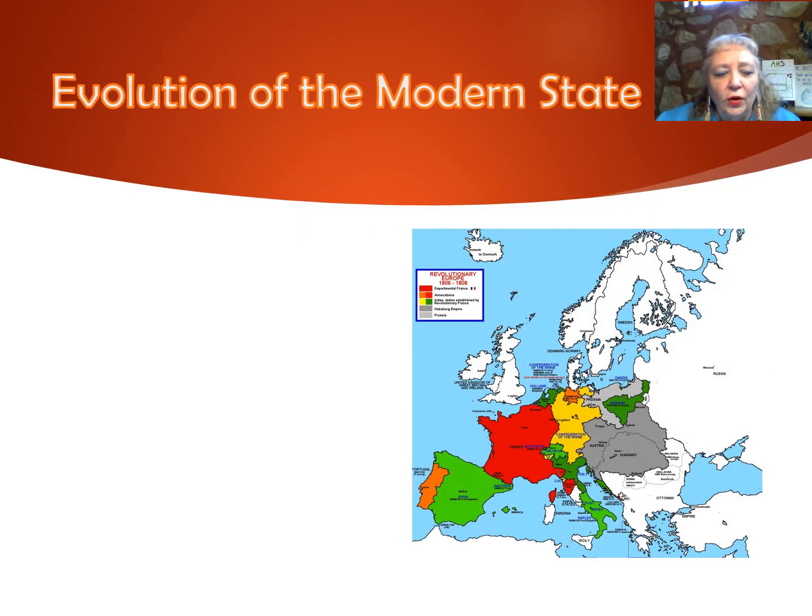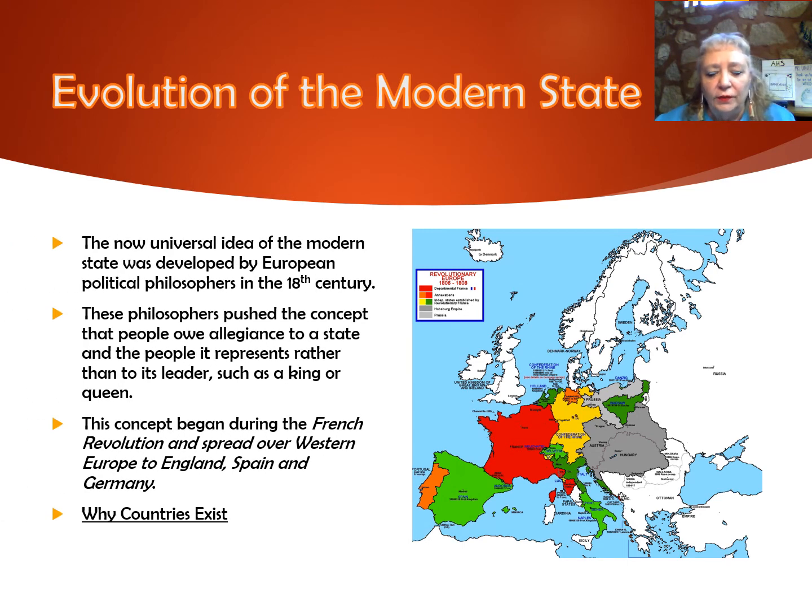We haven't always lived with the idea of the modern state that we know today, the modern countries that we know today. This is a new idea, and it comes about as a result of the Enlightenment with political philosophers in the 18th century. Now, these political philosophers pushed the concept that people would owe allegiance to a country or a state rather than to its leader, which would be the king or the queen. And this concept began during the French Revolution and spread over Western Europe to England and Spain and Germany.